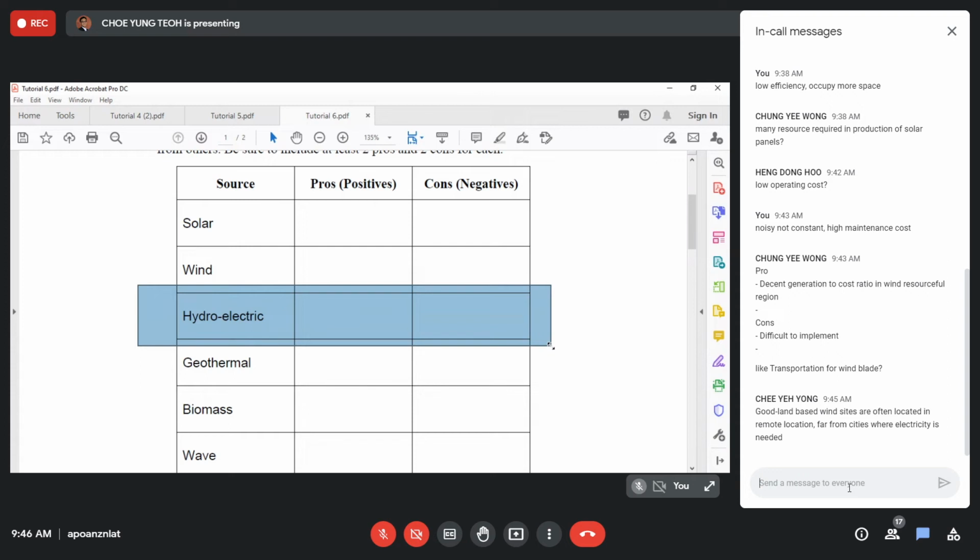Hydropower. Hydropower is the main renewable energy used to produce electricity. Until today, it's still the main. It still occupies the most share. Why is hydropower used?